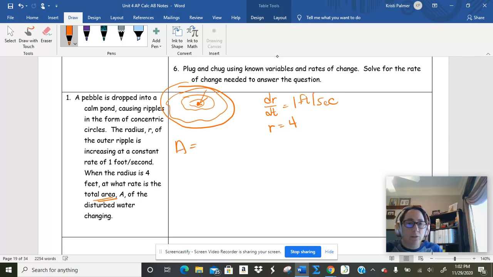Area of a circle is pi r squared. So they want to know at what rate is that area changing. That would be dA/dt. So I drew my picture, I labeled everything they gave me, and I have the equation. This equation only has two variables, so I can go ahead and differentiate with respect to time.